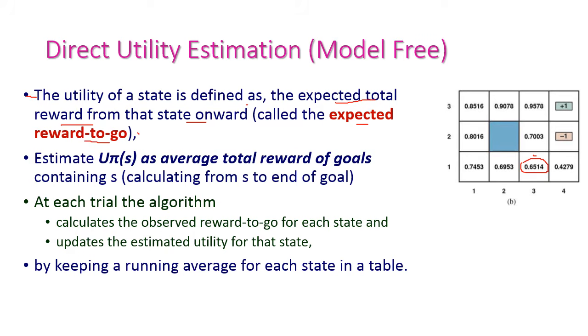That is, estimate the utility function pi of s, that is U pi of s, as the average total reward of goals containing s, that is, calculating from the current state to the goal state. s is nothing but the current state. So at each trial the algorithm calculates the observed reward to go for each state and updates the estimated utility for that state. It will calculate the observed reward and that will be updated in that particular state on the table.